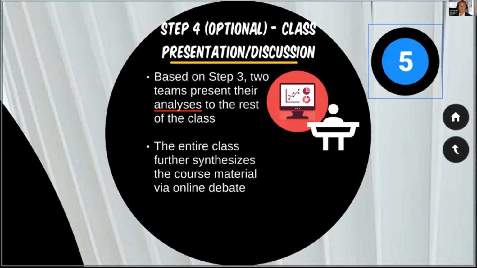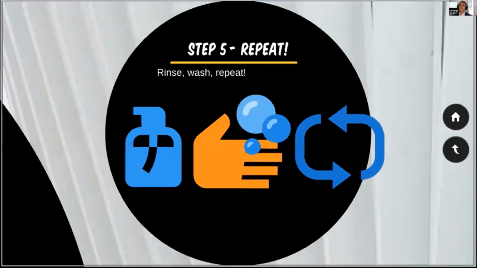Again, all asynchronous. The entire class then gets to weigh in on the merits of the two submissions for further synthesis of the course material. This can be completed via the discussion board, and it can be graded as a team project or an individual project. Finally, step five, rinse, wash, repeat.